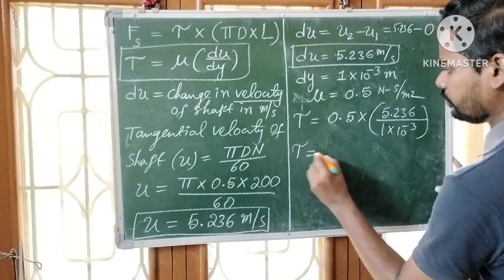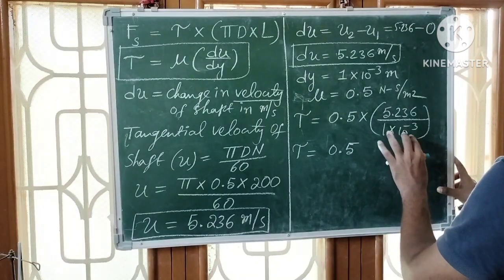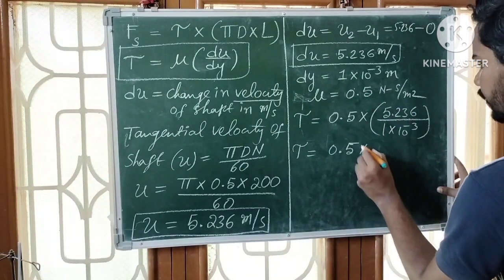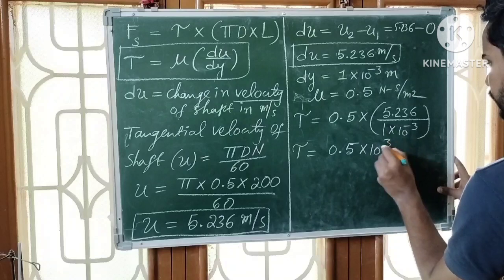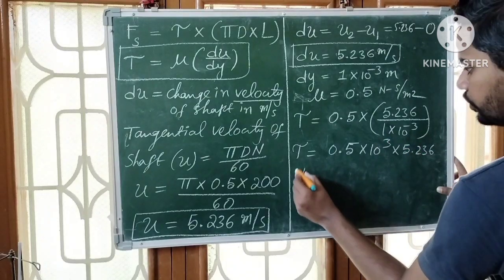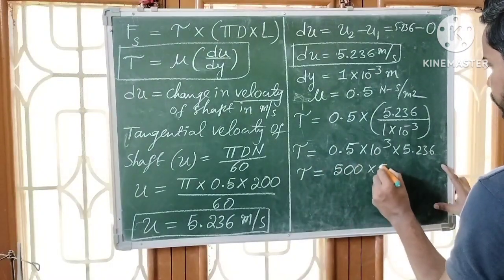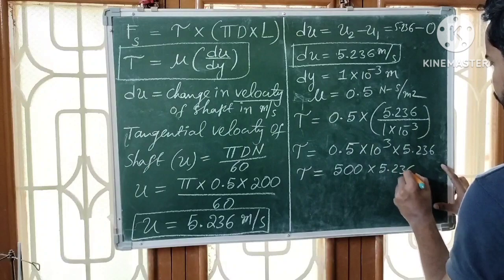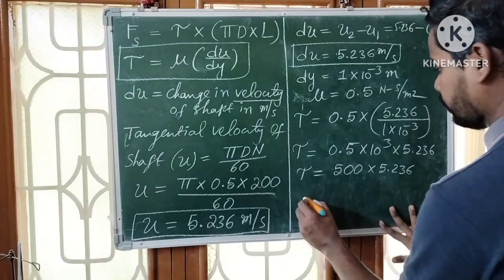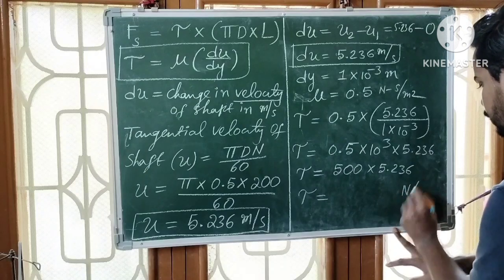So tau is equal to 0.5. Let us move this 10 to the power of minus 3 from the denominator to the numerator. The negative exponent becomes positive, 10 cube, into 5.236. So tau is equal to 0.5 into 1000, which means 500, into 5.236. The unit of shear stress is Newton per meter square.